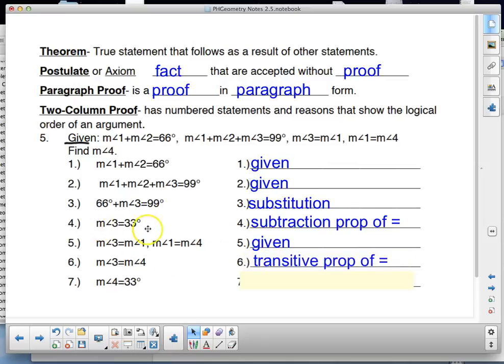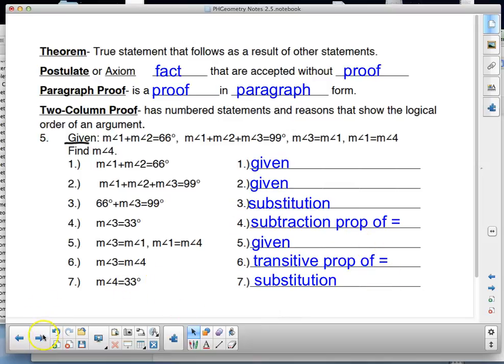Now, I know the measure of angle 3 is 33. So the measure of angle 4 is equal to the measure of angle 3. So the measure of angle 4 must be 33 by substitution. Okay, and that's just me writing a two-column proof with statements and reasons opposite those statements.